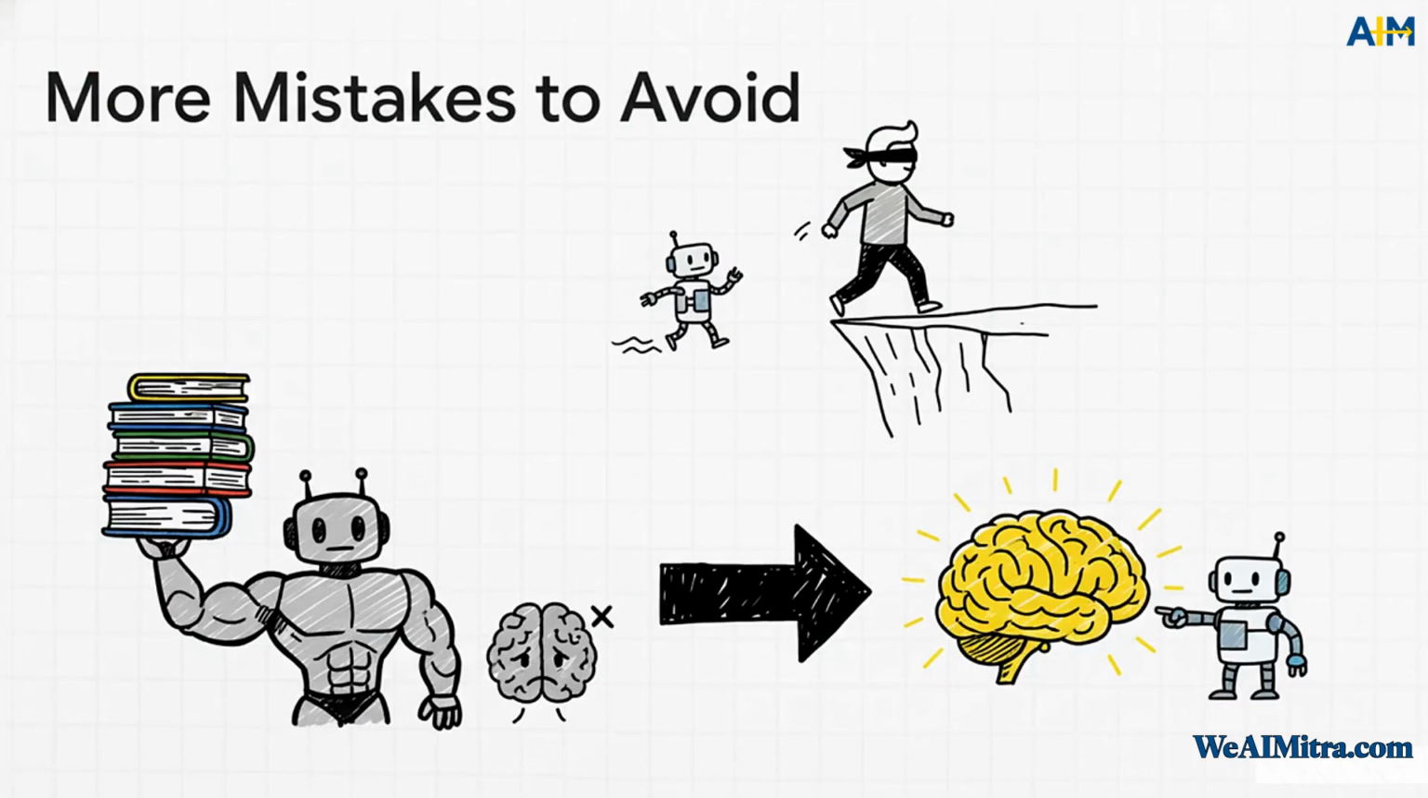And here are 2 other huge ones to avoid. First, blind trust. AI models can and definitely do make mistakes. They hallucinate facts, so you have to verify any critical information. Second, don't become overdependent. These tools are your assistants. They are not a replacement for your own brain. Use them to make your work better, not to do your work for you.